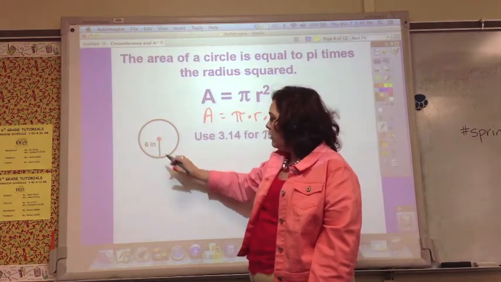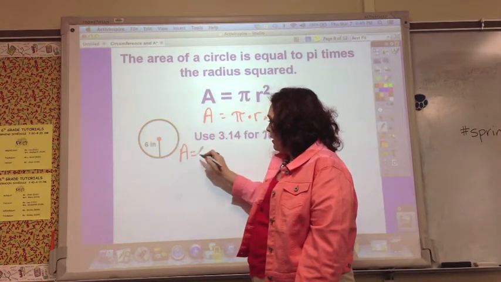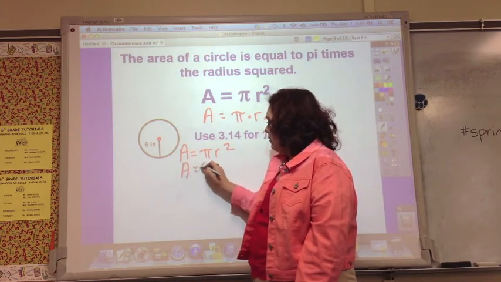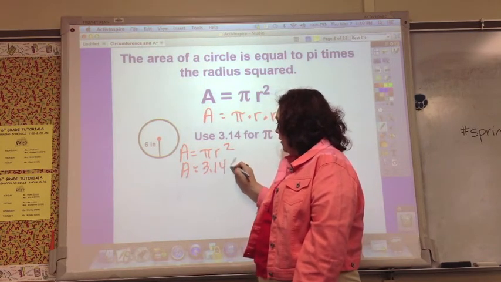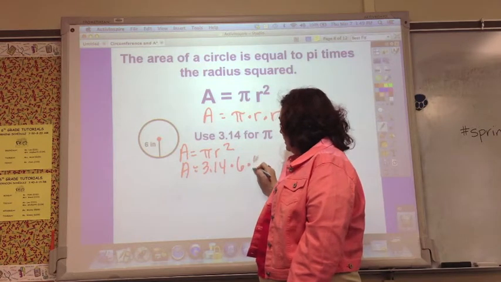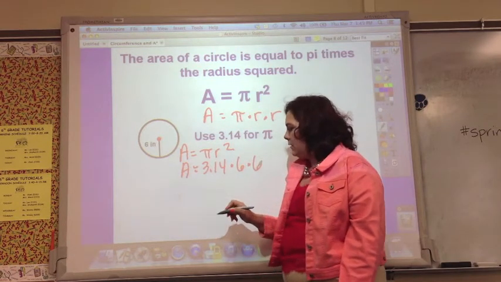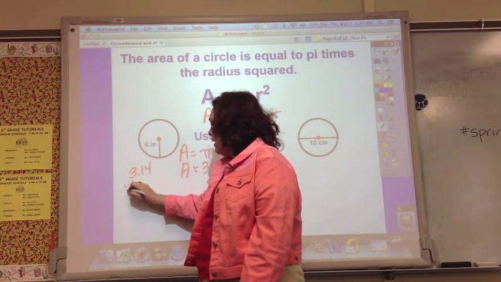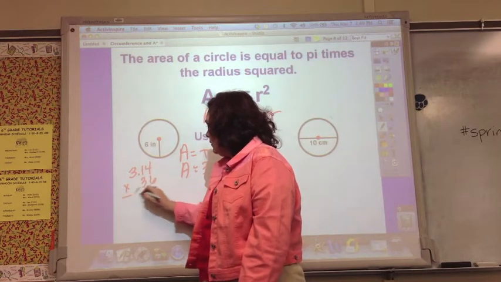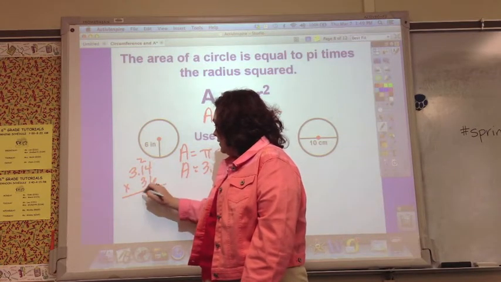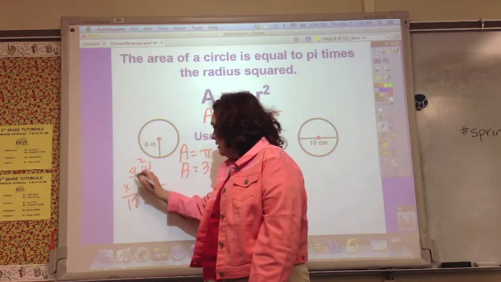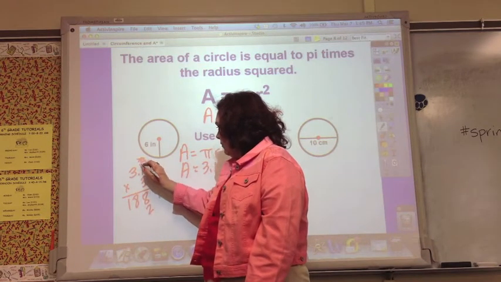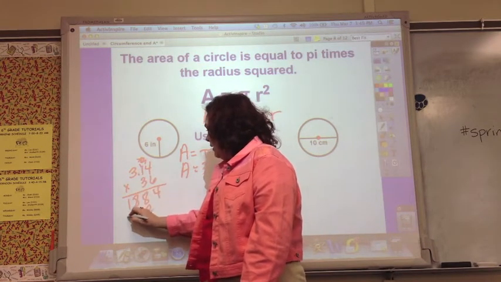So with this circle, we write the formula. A equals pi r squared. A equals 3.14 times 6 times 6. Well, 6 times 6 is 36. So I have to come over here, 3.14 times 36. And that's 24, 6, 8, 18, and that's 12, and 3, 4, and 9.